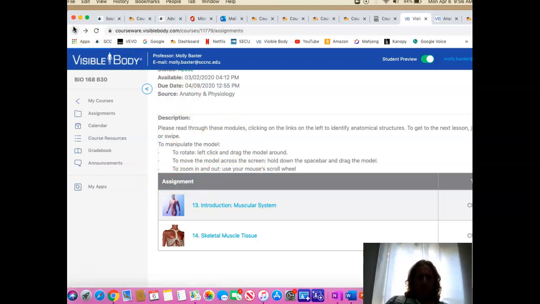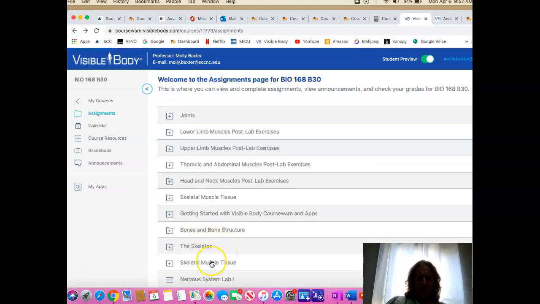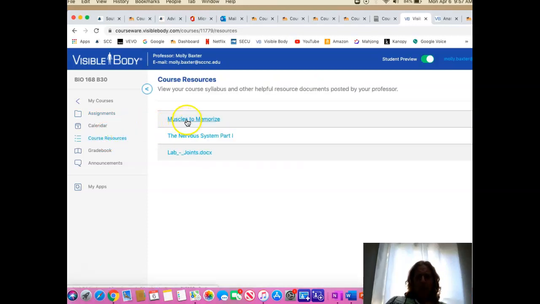Now, the first one is skeletal muscle tissue, and that's due the 9th. The second one consists of these four here: lower limb, upper limb, thoracic, abdominal, head and neck. And these are due the 13th. In addition, over here in course resources are the muscles that you need to memorize. So you want to look at that, and those are the muscles you need to know. It will be a PowerPoint quiz or a quiz in RAMS Online, and you'll be identifying 20 of those muscles. So if you have any questions about what's going on this week, let me know.